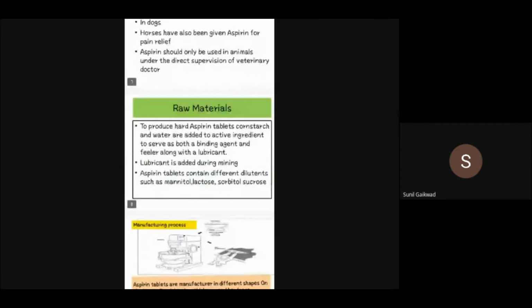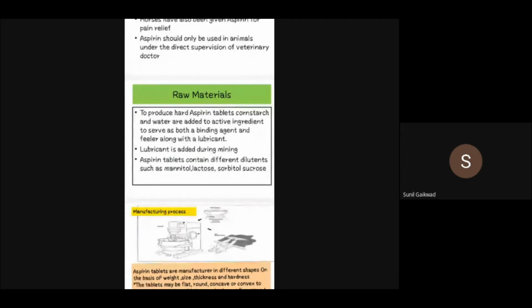Raw materials used for producing aspirin tablets: cornstarch and water are added to the active ingredient to serve as both a binding agent and filler, along with a lubricant. Aspirin tablets contain different diluents such as mannitol, lactose, sorbitol, and sucrose.